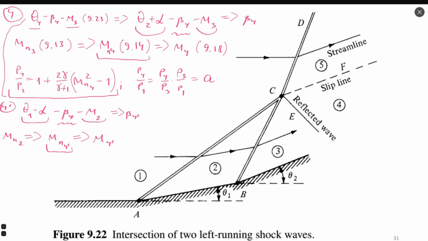We will write pressure 4 prime divided by pressure 2 equals 1 plus 2 gamma divided by gamma plus 1, times Mn4 prime. This is where it goes, this Mn4 prime in square, minus 1. Okay.